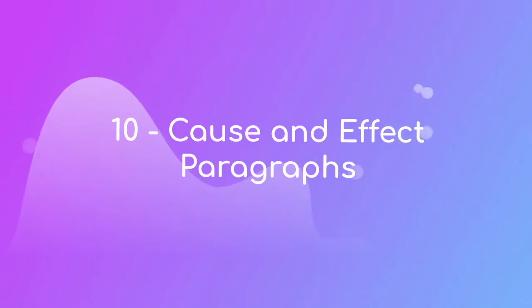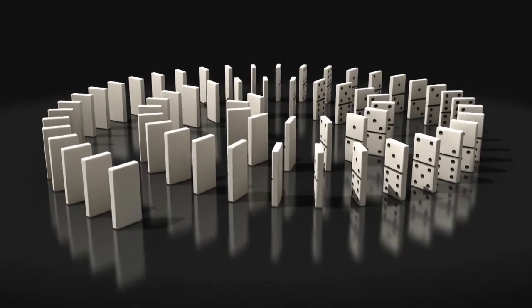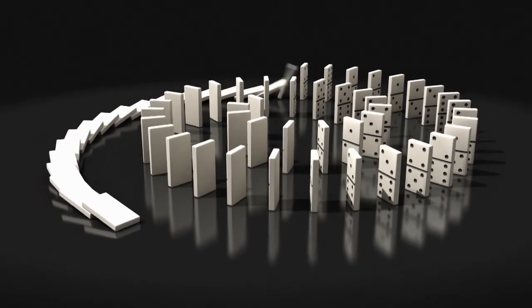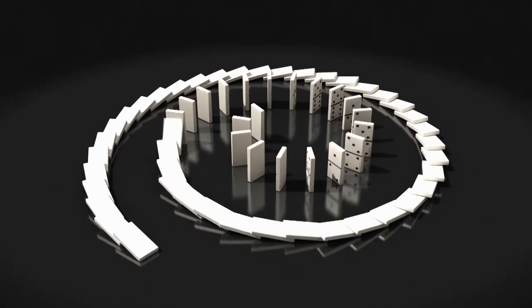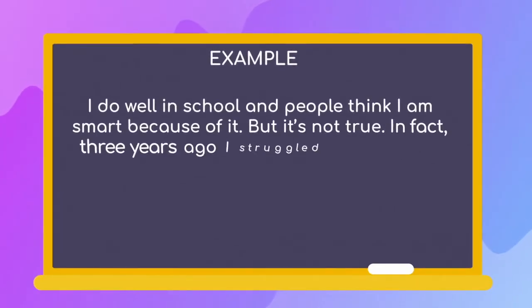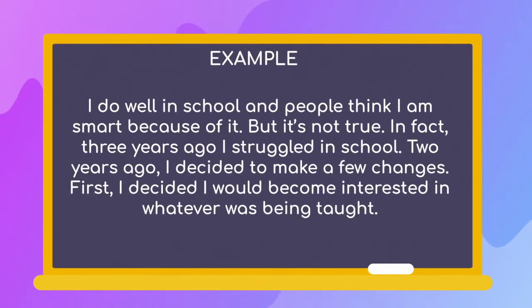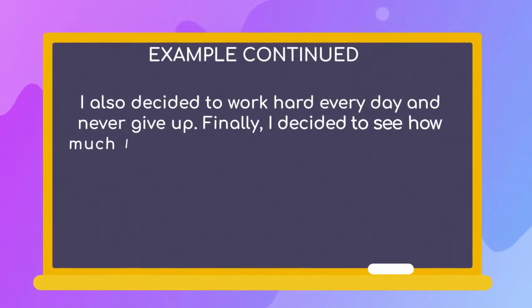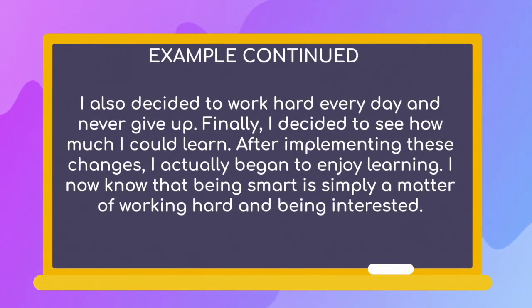Number 10, cause and effect paragraphs. Cause and effect paragraphs are similar to a problem-solution paragraph, but focus on explaining the actions and reactions surrounding an event. Here is an example. The purpose of this paragraph is to explain the causes that had the effect of changing my study habits. Once again, this is written like a narrative, but the focus is on the actions I undertook and the results of those actions.